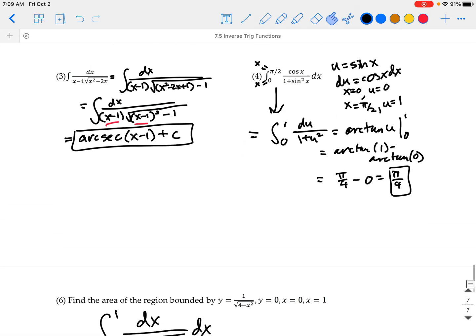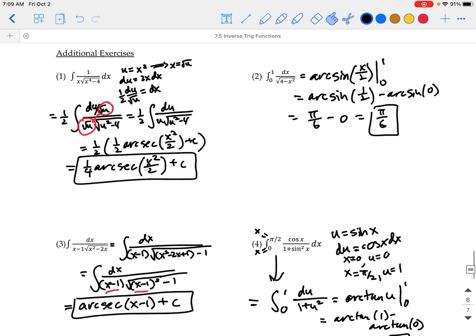All right, so that concludes the 7.5. So there's going to be a number of these examples showing up. So just make sure you're familiar with the forms and working through those u substitutions.